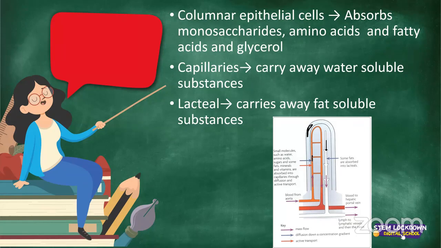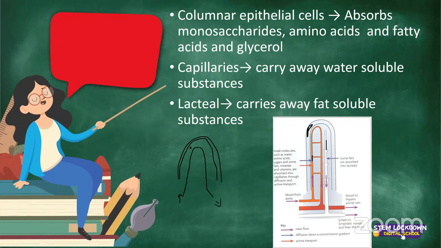Because they are fat-soluble and can dissolve in fats, right? So guys, here is a simple structure of the villi that you need to be able to draw. You need to indicate the epithelial cells, which is a thin layer and allows for faster absorption of the nutrients. You also need to indicate capillaries, right?